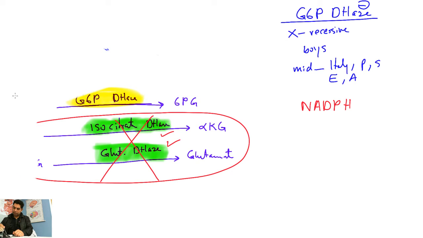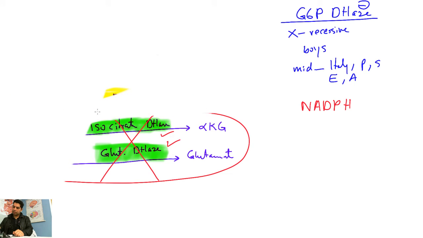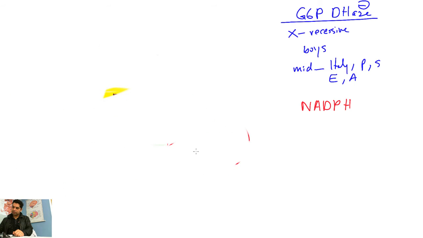I'm going to erase it. This is a big disease. It always comes on the exam. Always, always. Always look for boys being affected. Always from Mediterranean area, at least on the exam. I'm not saying it doesn't exist in other ethnic groups. It is endemic, or it's more prevalent in the Mediterranean area.